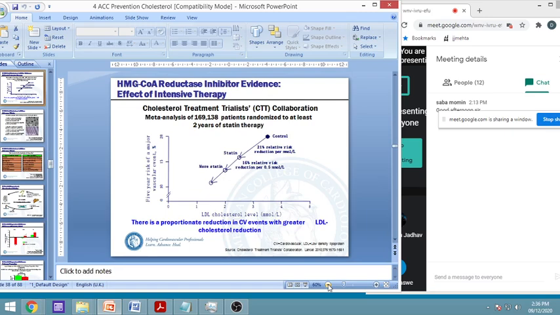Then next is the CTT collaboration, that is the Cholesterol Treatment Trialists' Collaboration, a meta-analysis of around 170,000 randomized patients with at least 2 years of statin therapy. And what was found is a proportionate reduction in cardiovascular events with greater LDL cholesterol reduction.